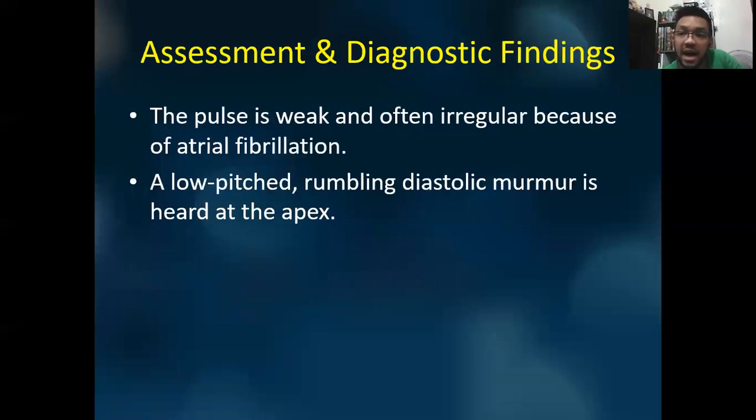The assessment and diagnostic findings is that the pulse is weak and it is often irregular because of atrial fibrillation. So what happens here is that the atrium is working too much that it fibrillates. They can detect this through ECG. And you can hear a low-pitched rumbling diagnostic murmur, which is heard at the apex.